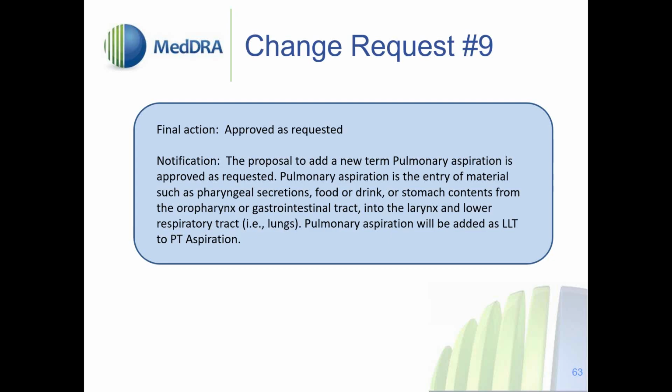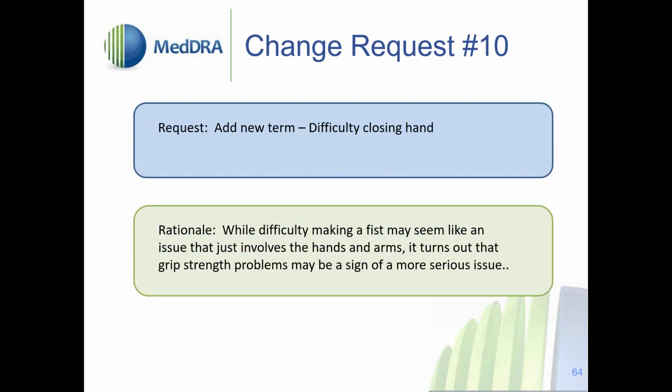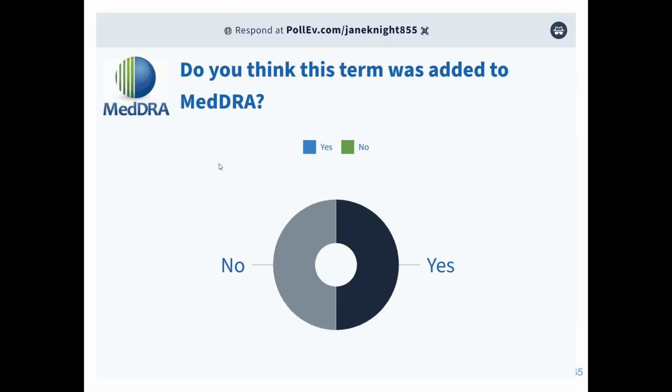Next one. Are we ready for the next one then? Difficulty closing hands is the next example. While difficulty making a fist may seem like an issue just involving the hands and arms, it turns out that grip strength problems may be a sign of a more serious issue. So they want difficulty closing hands. I'm not sure whether it's because they don't want it to appear like grip, or I'm not exactly sure on that one. What do you think as a group? What would you advise? Should we add it?